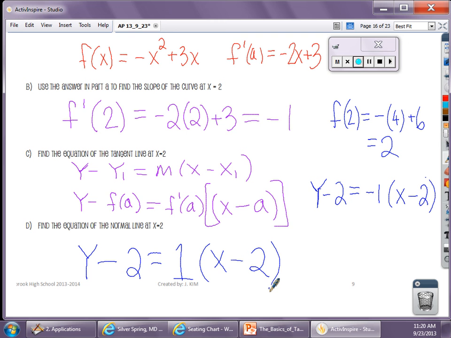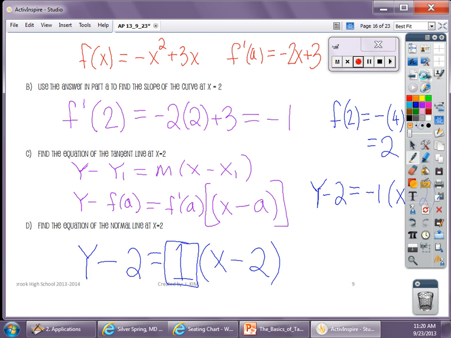Matthew, how do I get the slope that's sitting here in my normal line? What kind of reciprocal? Just a reciprocal. The reciprocal of negative 1 is negative 1. The what? Negative reciprocal. Beautiful. Thank you. All right.